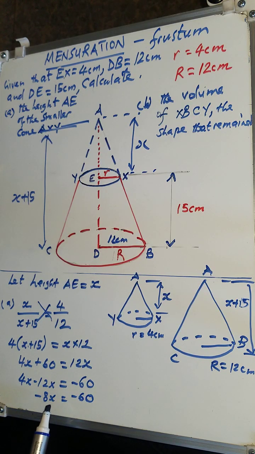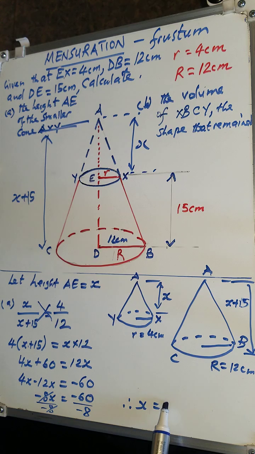How do I find X in this case? I'll divide by negative 8. What I do this side, I do the other side. So therefore my X is going to be, if you divide negative 60 by negative 8, that is going to give you 7.5. And because all my dimensions were in centimeters, this is going to be 7.5 centimeters.